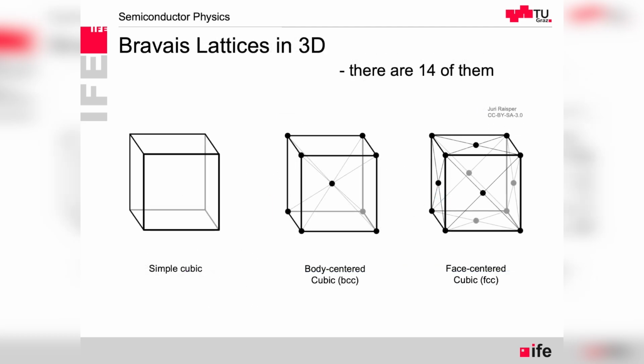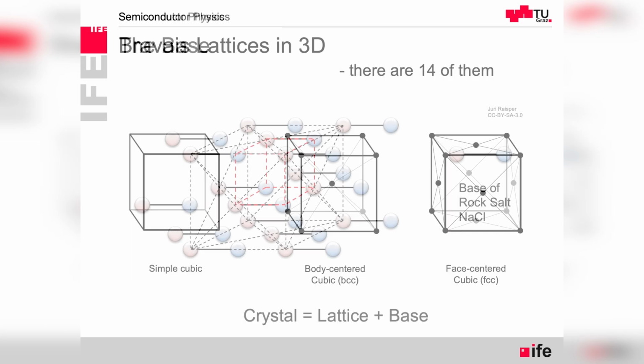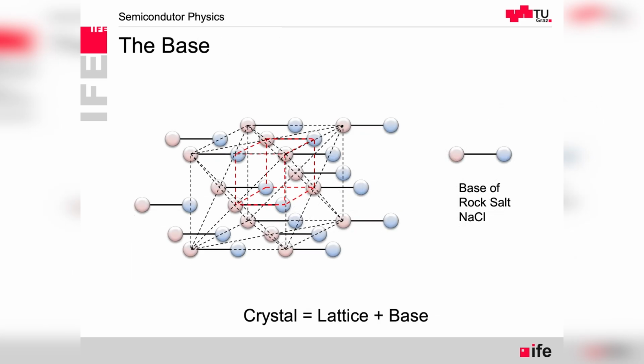For 3D, we have 14 Bravais lattices, and some of them that are very popular are the simple cubic, or body-centered cubic, or face-centered cubic. And the face-centered cubic is the one that is interesting for us because that's the Bravais lattice that resembles silicon. So if we want to have a crystal, we already know the lattice, that's the mathematical concept, and then we need also a base.